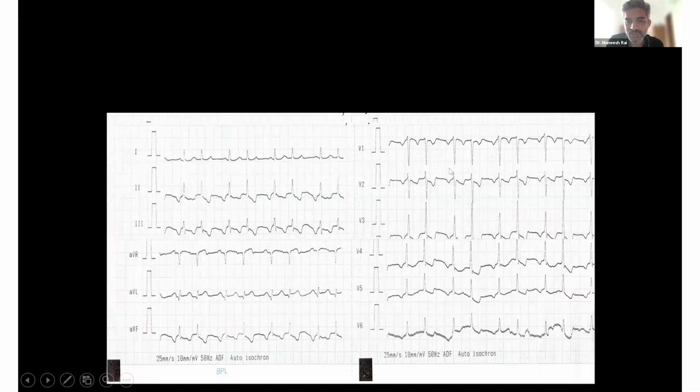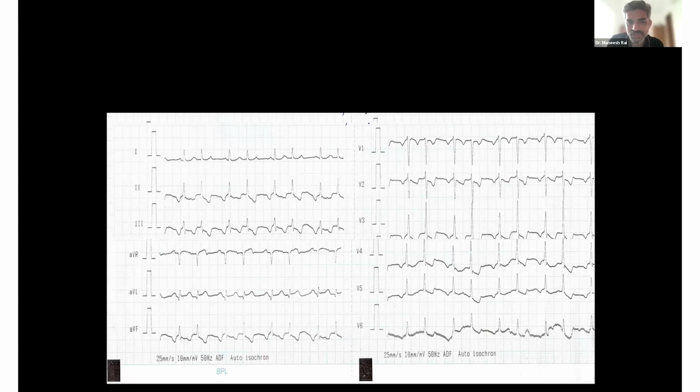Here, this is a narrow QRS tachycardia. It is irregular, so again, it says an atrial arrhythmia. Next step is to see for the P waves. You can see there are clear P waves in all leads, best seen in lead 2 and in V1. And you can see that the P waves are regular. So this is either an atrial tachycardia or an atrial flutter.